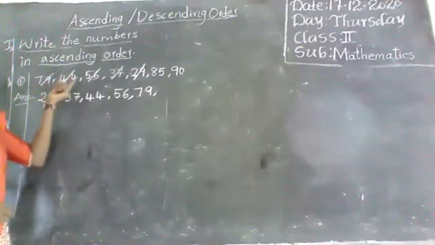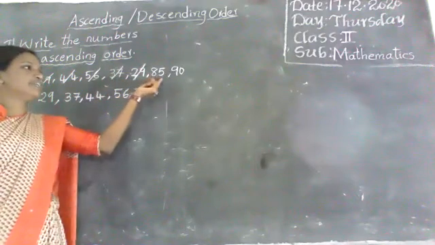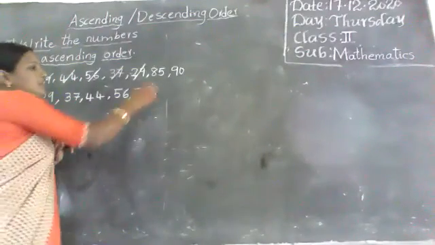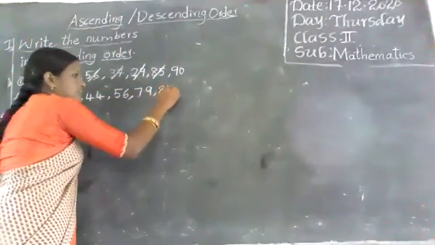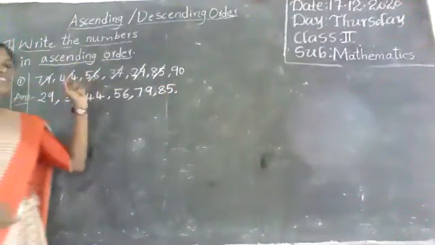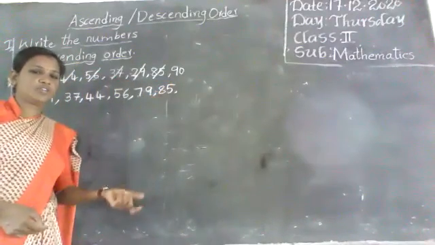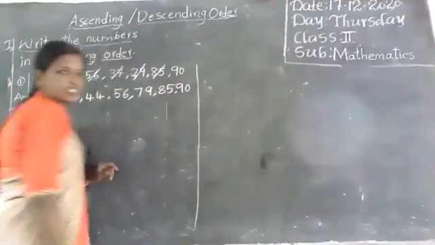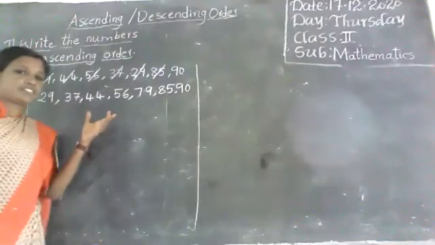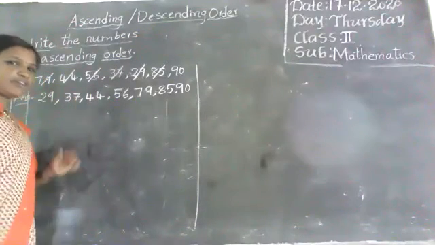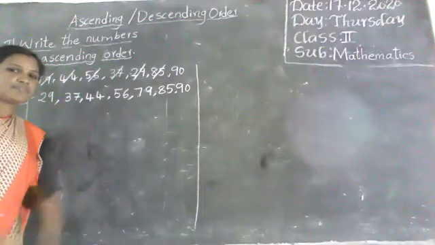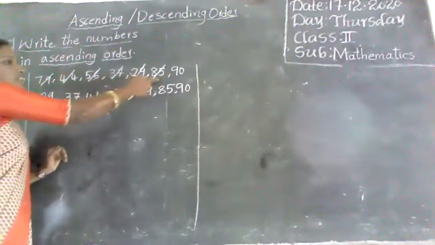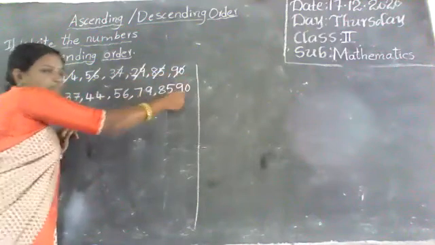This one is completed. Now 85 and 90. Which is the smallest? 85. And which is the last one? 90. This is the biggest number. See children, once check that, because if we forget any numbers, we may have missed many numbers. This one is over, this one completed, and the last one is also completed.